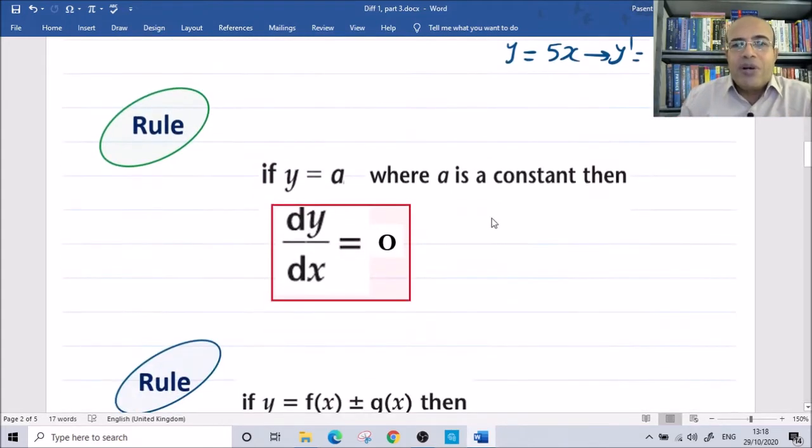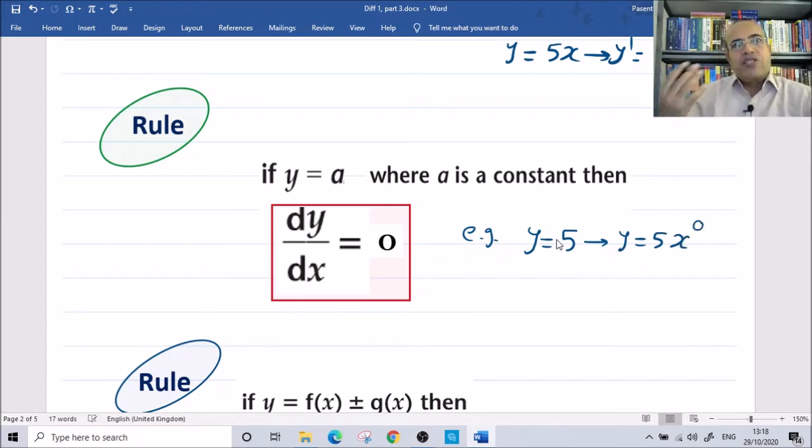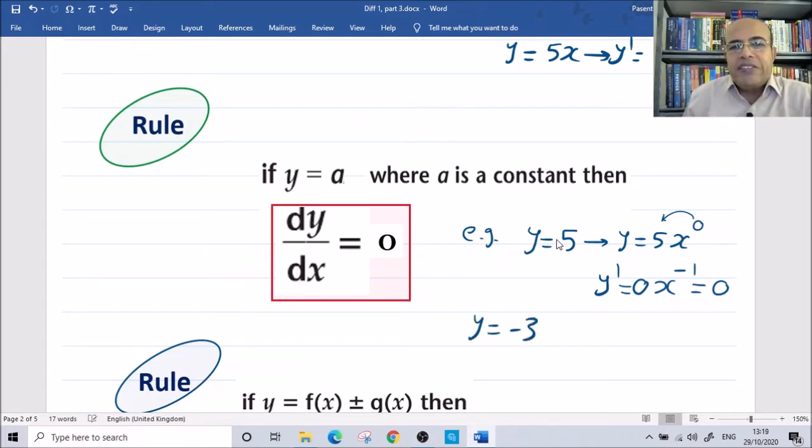What about if there is no x? It means a constant. So if y equals a, where a is constant, the derivative of constant is 0. For example, if y equals 5, what do we mean by 5? We can write this as y equals 5x power 0 because x power 0 is 1. 5 times 1 is 5. So what is y dash or dy by dx? 0 comes down. 0 times 5 is 0. And reduce 1 from the power. 0 minus 1, negative 1. 0 times anything equals 0. Generally, the derivative of constant is 0. So if y equals negative 3, dy by dx equals 0.